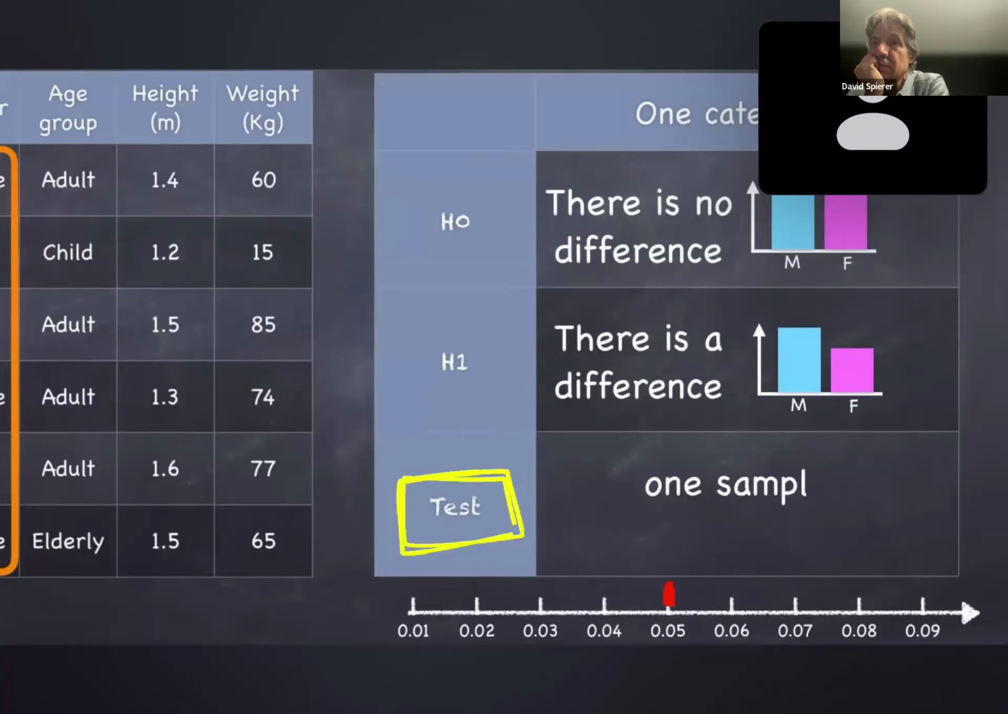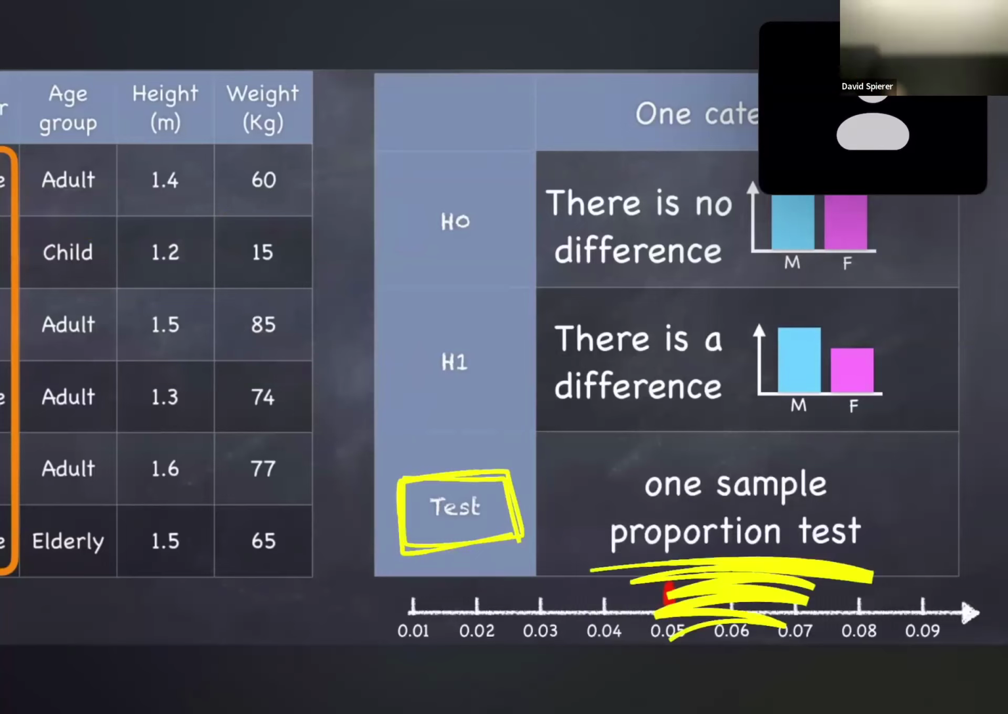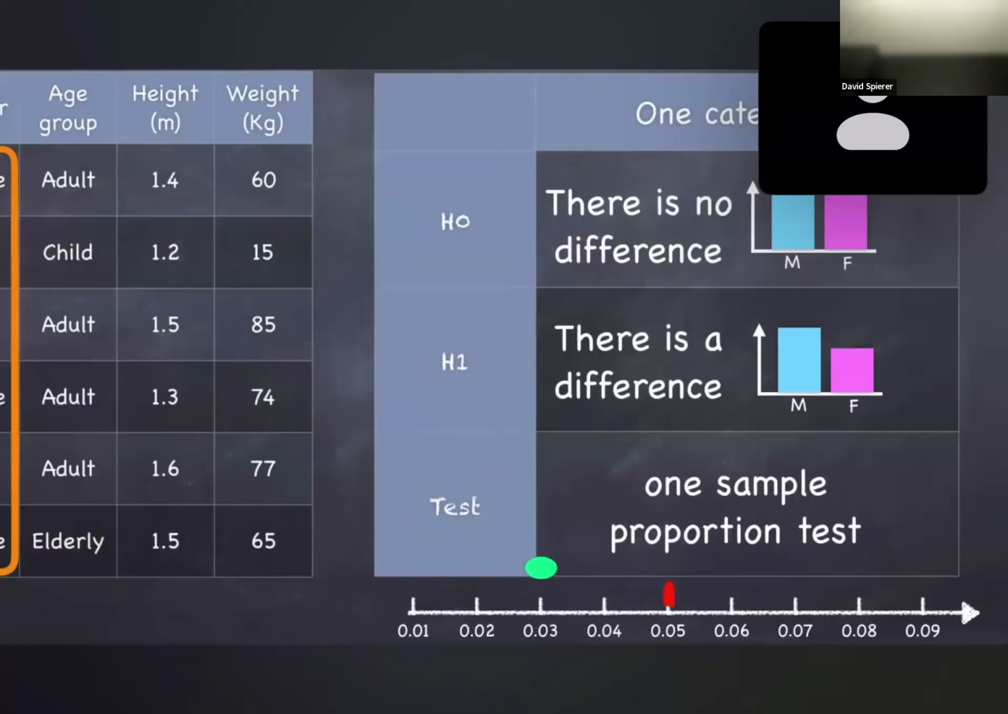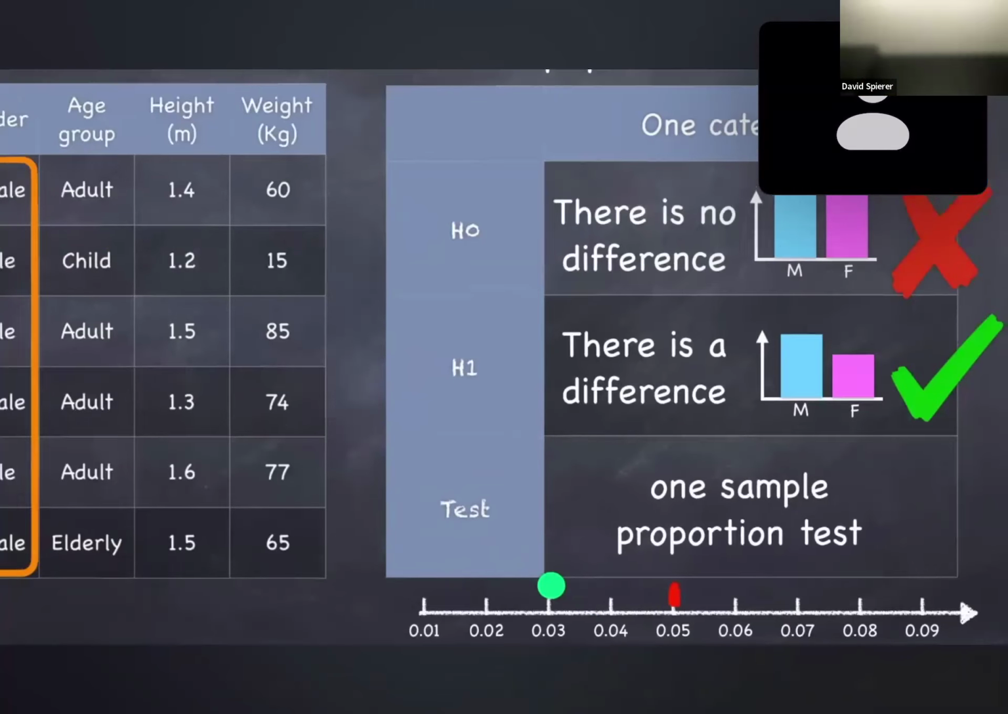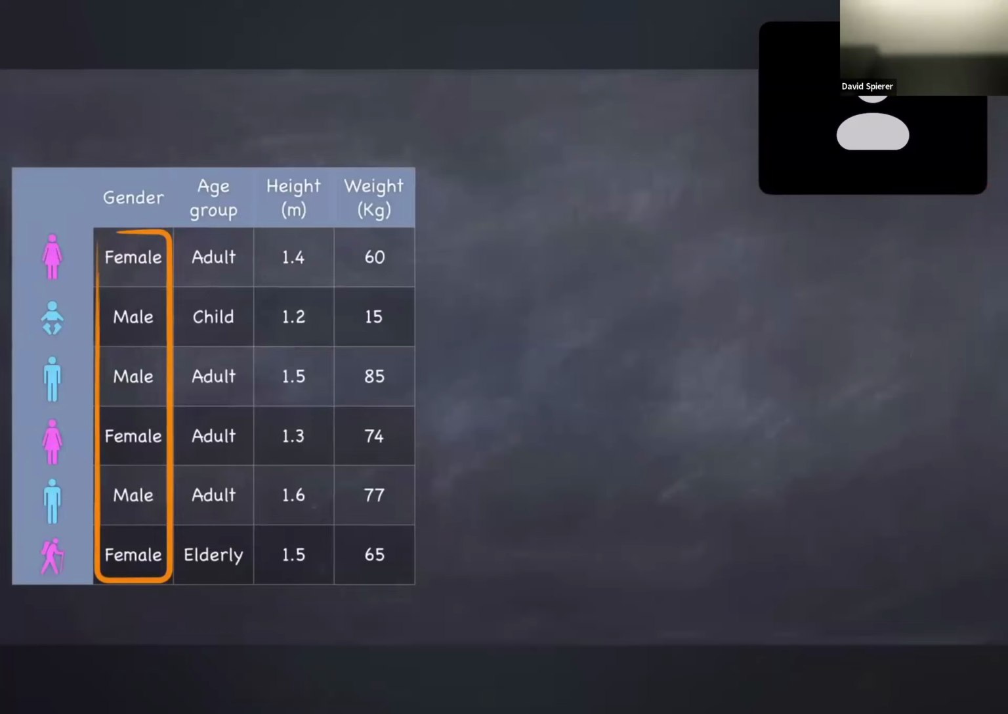And in this case, we do a one sample proportion test, and we generate a p-value. If the p is less than the alpha, then we can reject the null hypothesis and state that the difference that we observe is statistically significant.